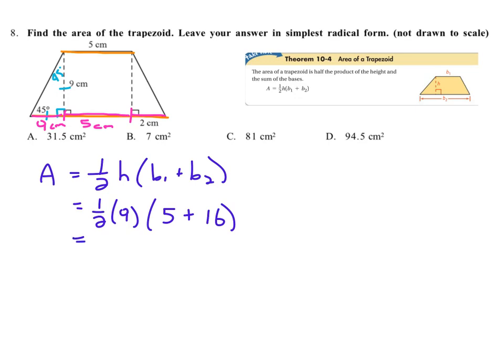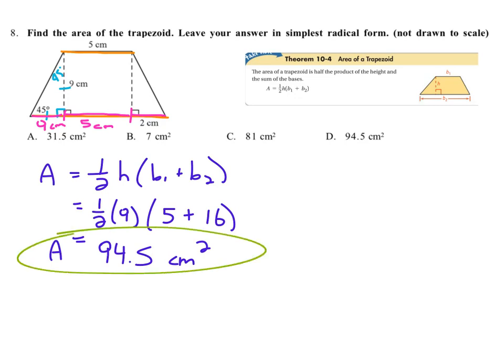Okay? And now all we need to do is calculate that. So I'm going to first do 5 plus 16, which is 21. I'm going to multiply that by 9, 189, and then I'm going to divide it by 2, which is the same as multiplying by 1/2, and I get 94.5. And what were the units? They were centimeters. So centimeters squared is the area, 94.5 centimeters squared, and that's right there, D.